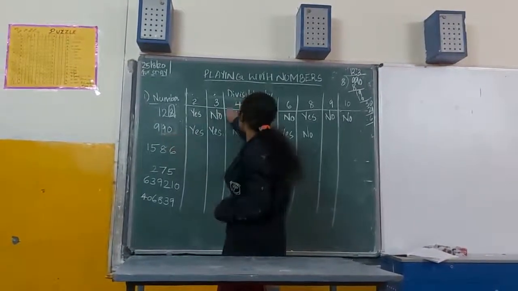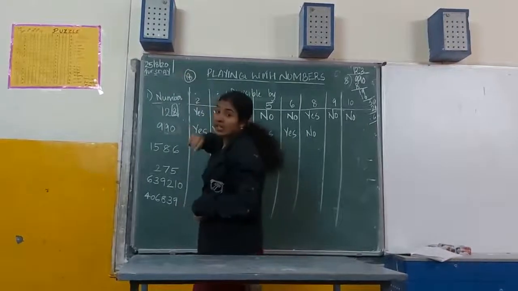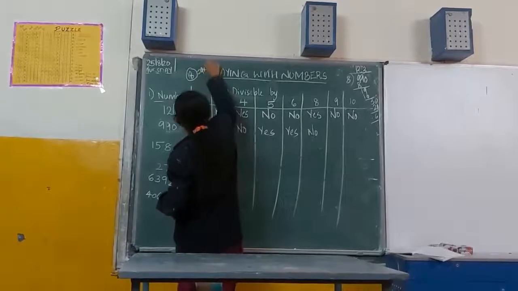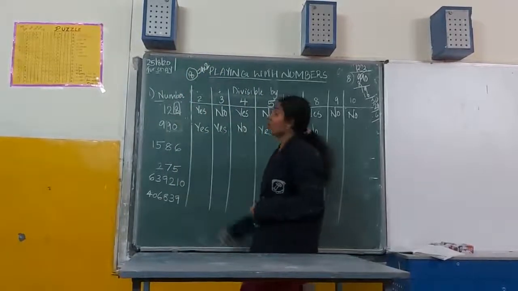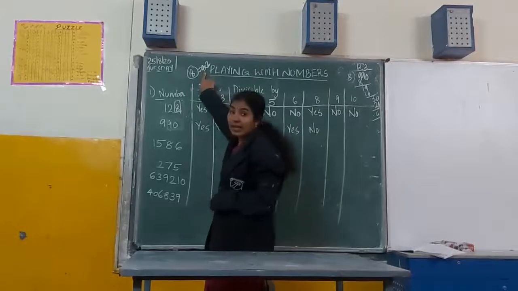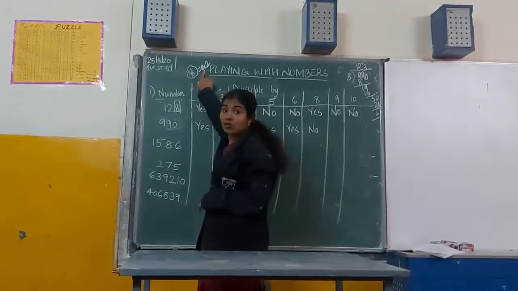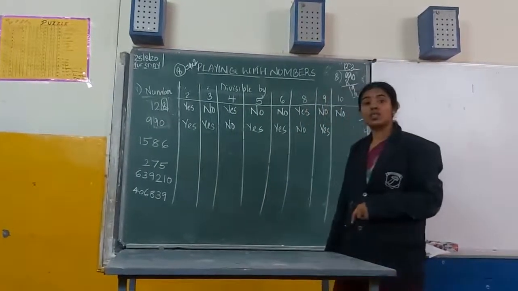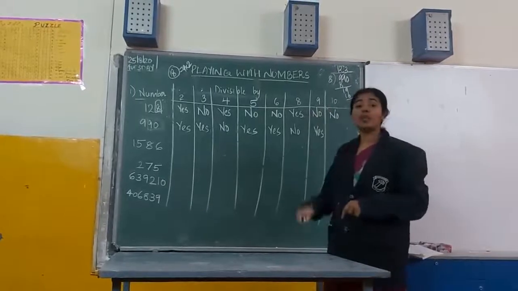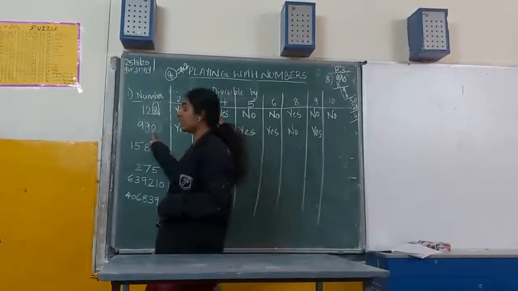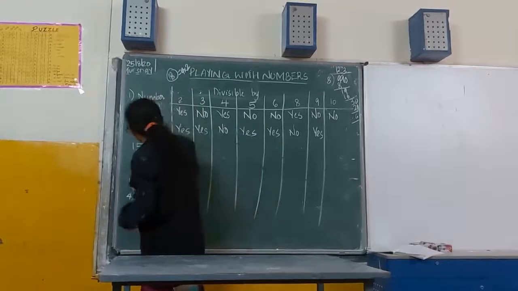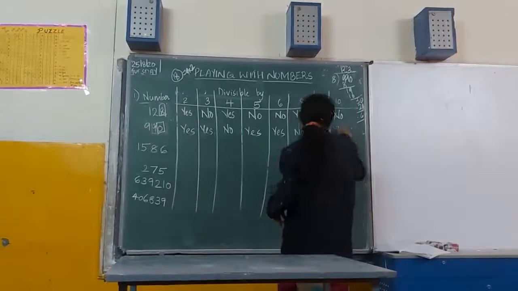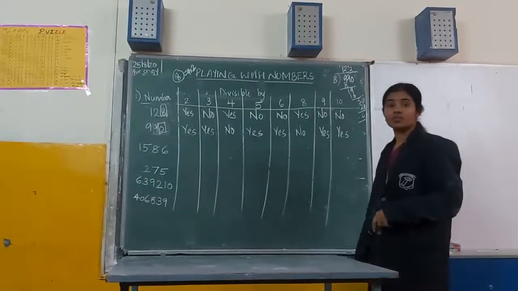That is 18. 18 is a multiple of 9, isn't it? 9 twos are 18. That means 18 is divisible by 9, or 18 is a multiple of 9. So here this one is satisfying. Yes. Next, how to check the divisibility by 10? See the last digit. If it is 0, from here you can see the last digit is 0. So the rule is satisfied. So here, yes.